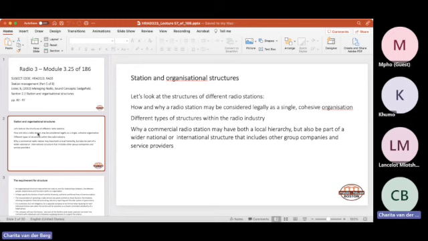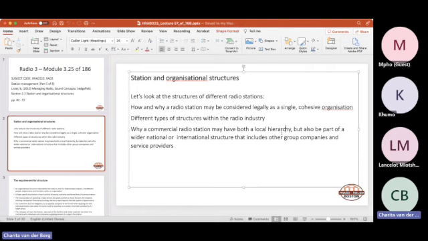And then we're going to look at why a commercial radio station may have both a local hierarchy, but also be part of a wider national, international structure that includes other group companies and service providers. So examples here for South Africa might be 947, Cape Talk, Jacaranda, East Coast Radio, etc., who are local hierarchies, but they're also part of wider national structures.